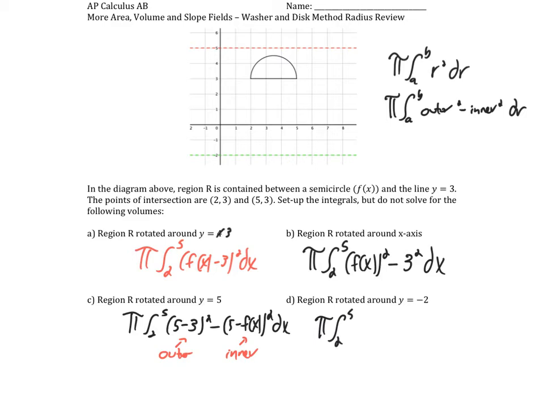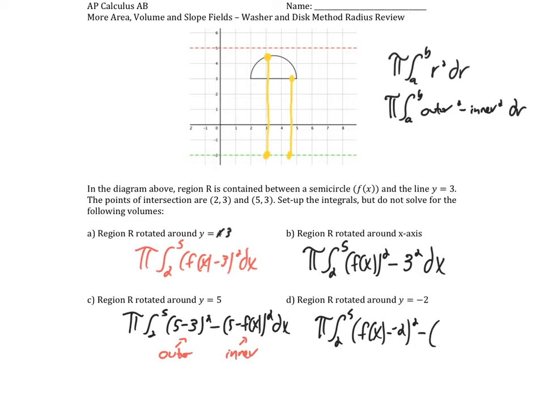I need to define my outer radius. Let's switch it up to yellow. My outer radius is going to be the longest of the two lines from the axis of rotation to the two functions. So if I just draw this up all the way, it seems like my outer one is f of x, my inner one is 3. So my outer radius is going to be f of x minus -2, squared. That's my outer radius.